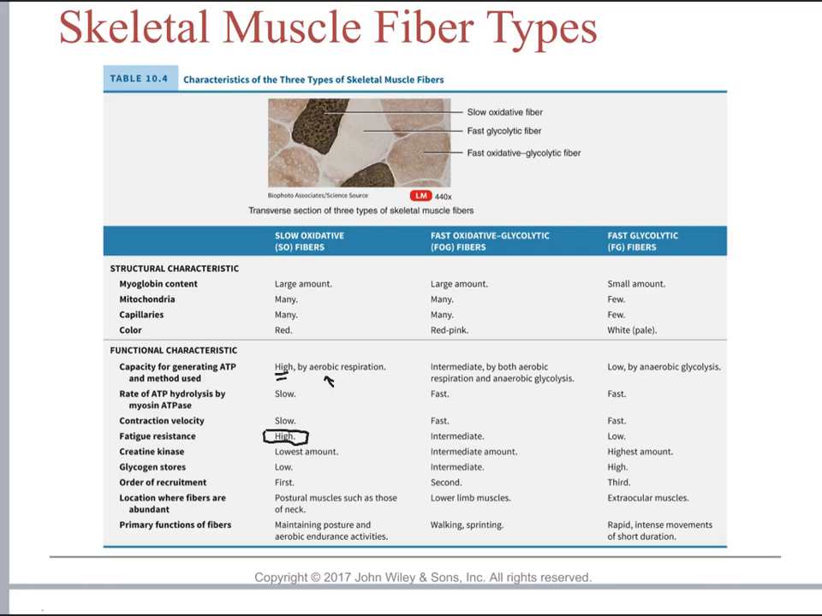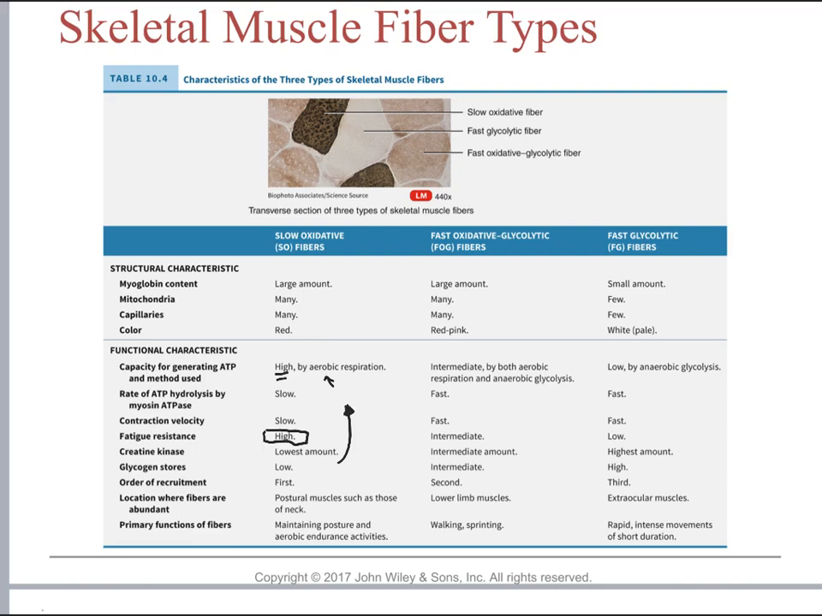Creatine kinase. This is the lowest amount of the three fibers. We don't need that one little ATP here. We don't need a lot of glycogen stores here. See, glycogen's low as well. Because we make so much ATP on our own, we're going to rely on that for our sole source of energy. Now, order of recruitment. These are going to be the first to be recruited because they can sustain a longer contraction.